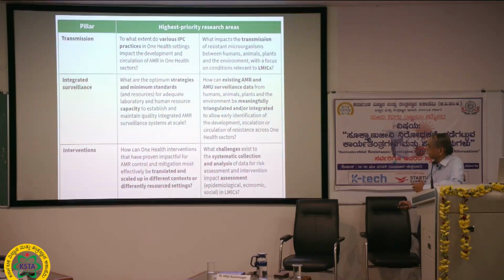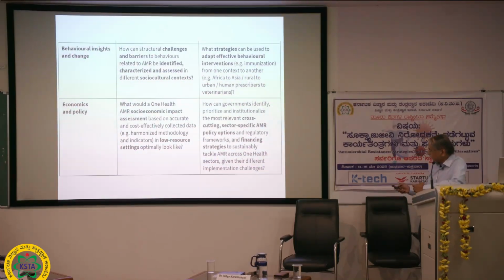So how can structural challenges and barriers to change behavior related to AMR be identified, characterized and assessed in different socioeconomic contexts? So this is something that needs to be addressed. And what strategies can be used to adapt effective behavioral interventions?